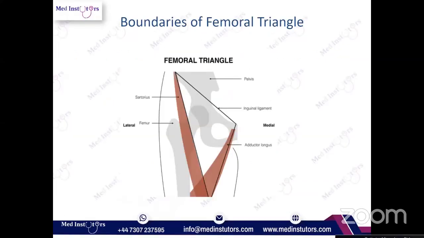So this is your femoral triangle. And now let's look at the boundaries. The lateral boundary, this is your lateral side, is made by sartorius. The medial boundary is made by adductor longus muscle. And you can see here, it is bounded superiorly by the inguinal ligament. So these 3 points are important to remember.